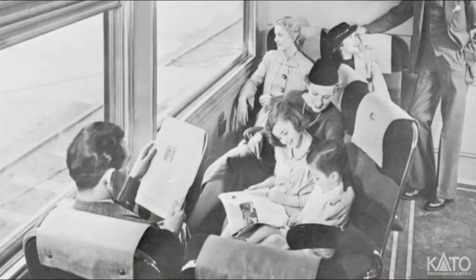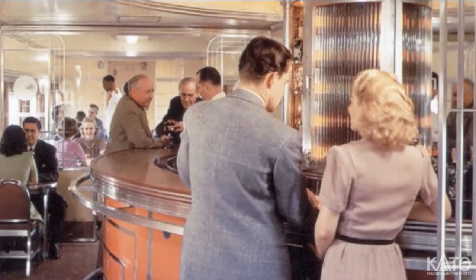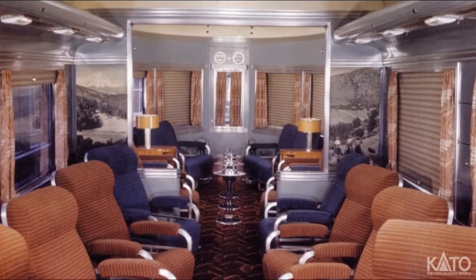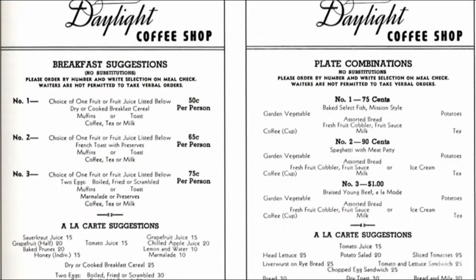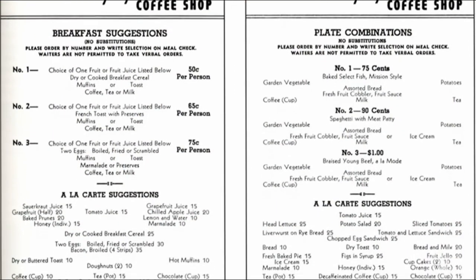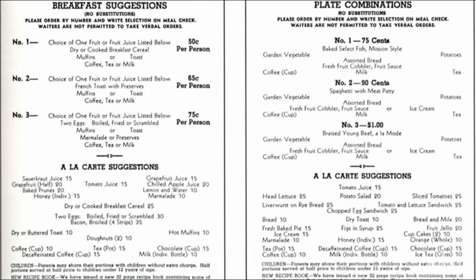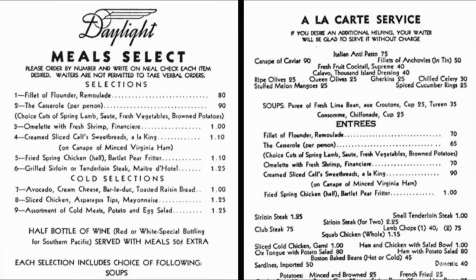From the swiveling sponge rubber cushion chairs in coach, to the coffee shop's luxurious carpets and drapes, to the revolving parlor chairs and a pebble tweed pattern fabric in the observation car. Guests would be treated to first-class dining in the dining car and a large food assortment in the coffee shop, both serving more than 12 million passengers throughout the Daylight's life. Rail luxury at its finest.